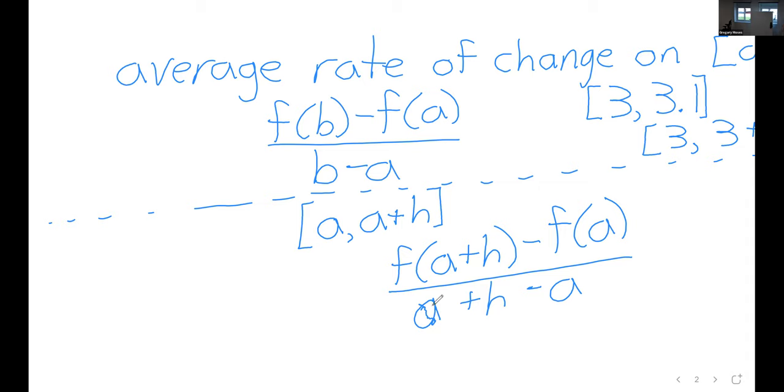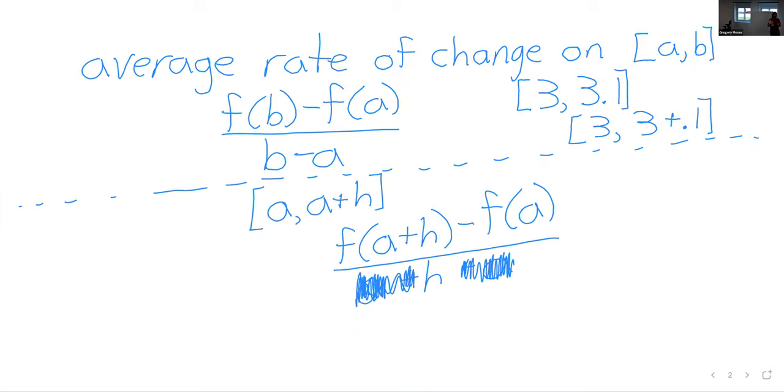This A and this minus A cancel each other out, and we're left with that as an average rate of change formula: F of A plus H minus F of A, all divided by H.